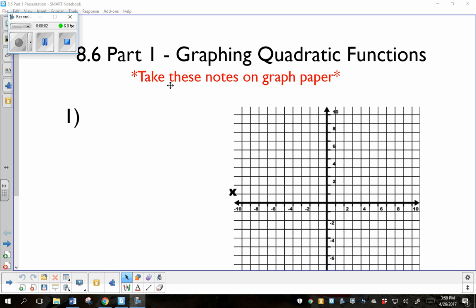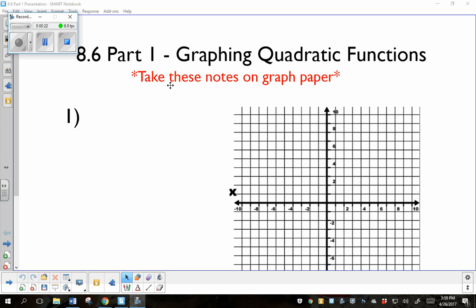These are the notes for 8.6 part 1, and they are on graphing quadratic functions, and you want to make sure and take these notes on graph paper, please. So I've got graphs inserted wherever we're going to need them. You'll have to just draw a graph, so you might have to pause quite a bit on these notes to make sure you can get your graphs drawn.